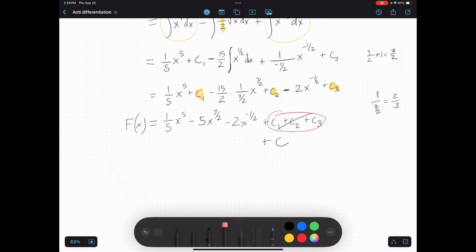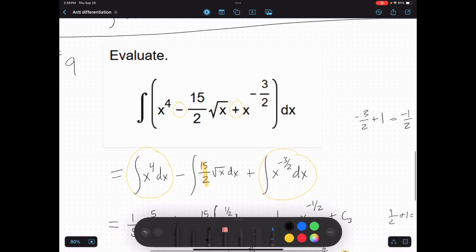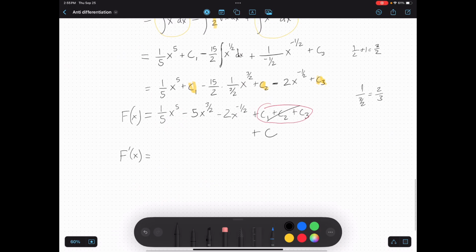How can we check our answer? How can we make sure what we did was correct? Let's say we're on a test and we don't get multiple chances to get this correct. Well, I can check my answer by just going the opposite direction. What happens when I take the derivative? If it's correct, I should end up with what I started with. So let's take the derivative real quick.